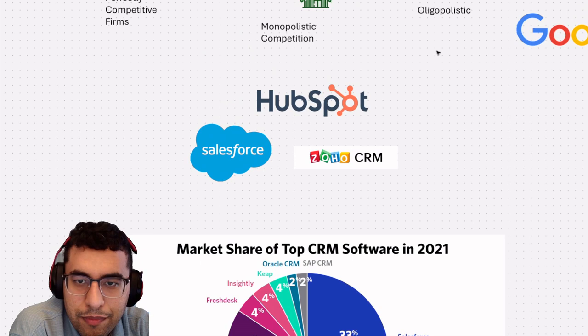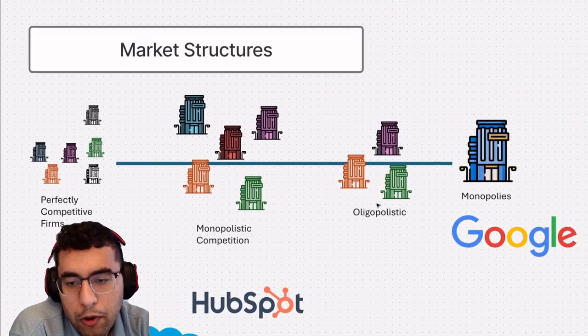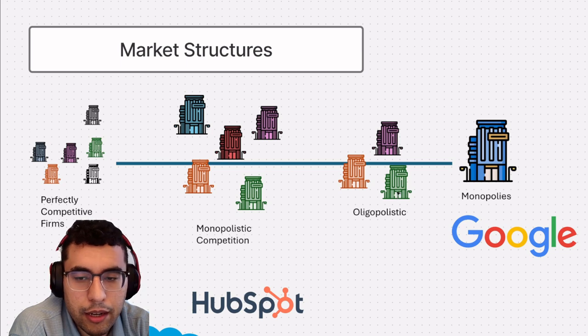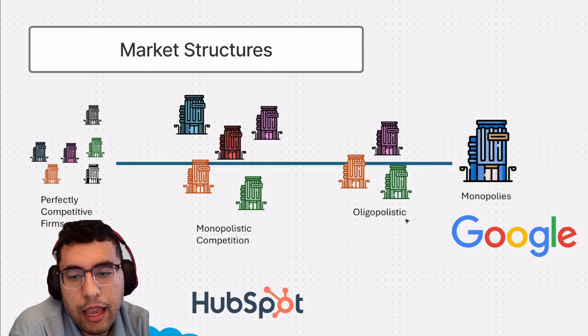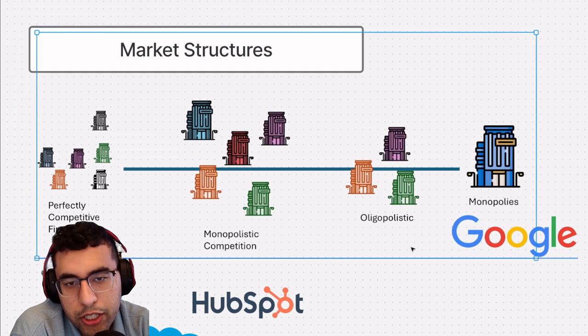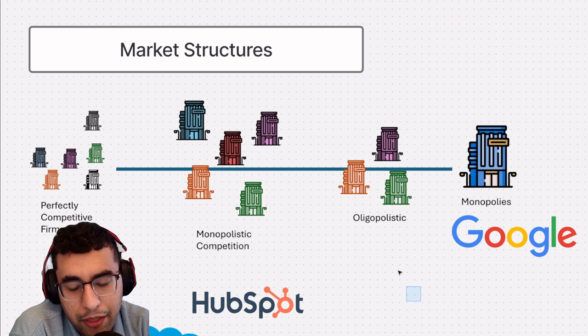Now, finally, oligopolistic is something like OPEC and the UAE and Saudi Arabia and Qatar. They control oil production and they get to determine and maximize their profits based on the control of production. A lot of other companies don't get to do this, but it's something to be aware of.